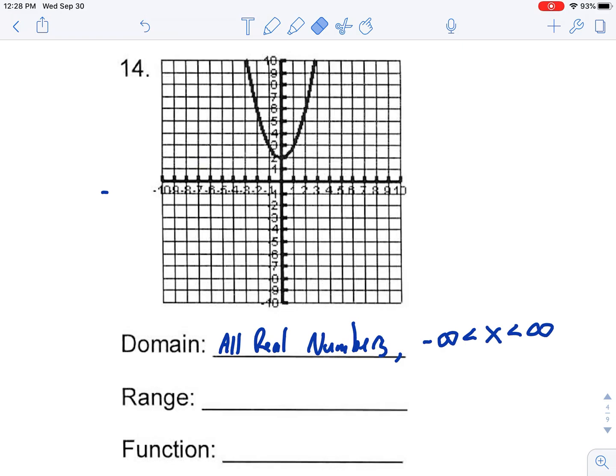The range, remember, is all the y values. Now, does this function go up and down forever? Would the range be all real numbers as well? And the answer is no. This graph actually has a low point. It does not go any lower than 2 on the y-axis, but it does go up forever. So one way to write this answer is 2 is less than or equal to y, which is less than infinity.